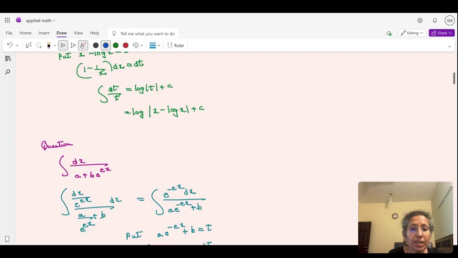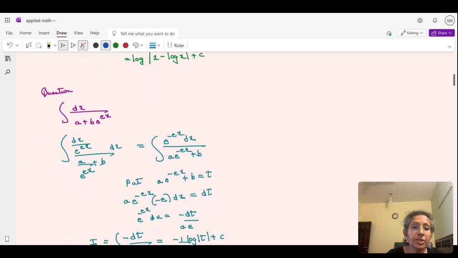The next is a little tricky, but again using the substitution method. Integrate dx by (a + b e raised to x). So you can write this as dx by, divide numerator and denominator by e raised to x.